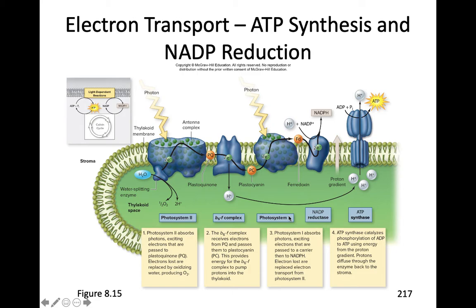And then the transfer of electrons will be used to create the proton gradient, which will be moved through the ATP synthase for the formation of ATP, which you see here. Finally, the electrons will be used to reduce NADP, which will provide the reducing power which is used in the dark reactions.